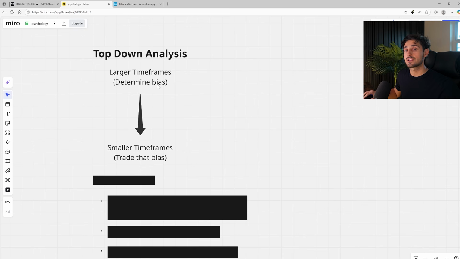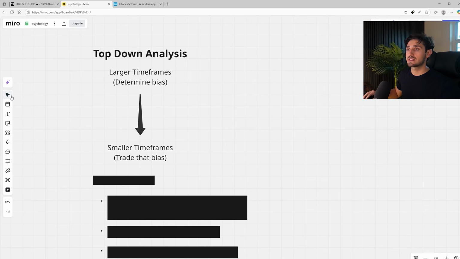So on the larger time frames, let's say your bias is bullish. You think prices are going to go up and you're liking what you're seeing on the larger time frames. From there, you go to the smaller time frames to find an identifiable setup and an identifiable entry for that bias on the larger time frame. So that's all it is, starting off at the larger time frames and then going to the smaller time frames.